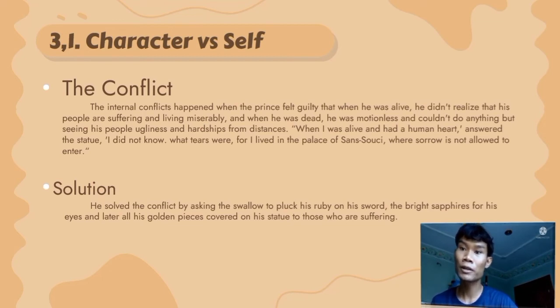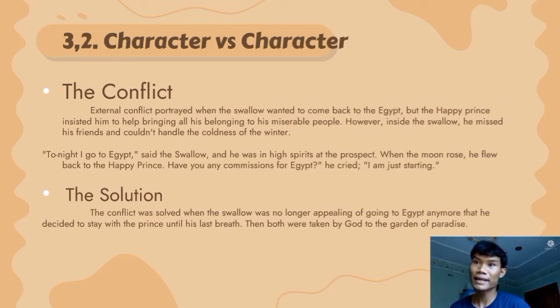He solved this conflict by asking the swallow to pluck the ruby on his spot, the bright sapphire from his eye, and later all the golden pieces covering his statue, to give to those who are suffering. The second conflict is character versus character.